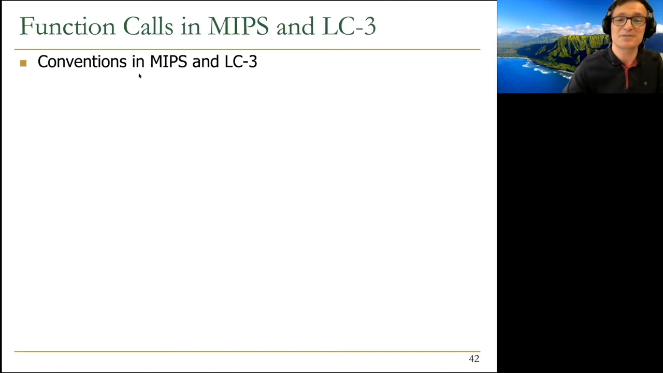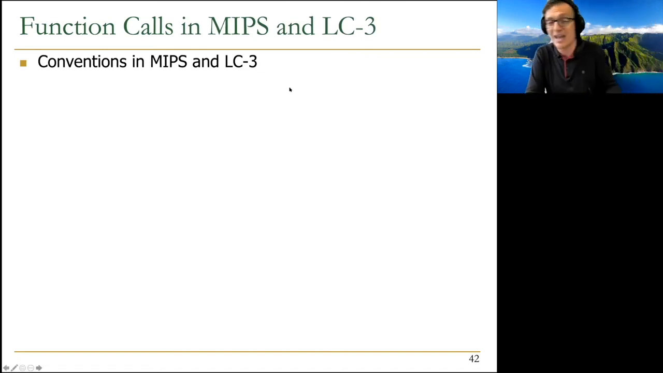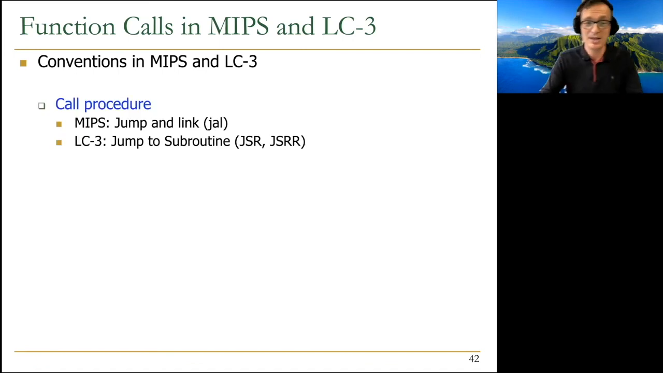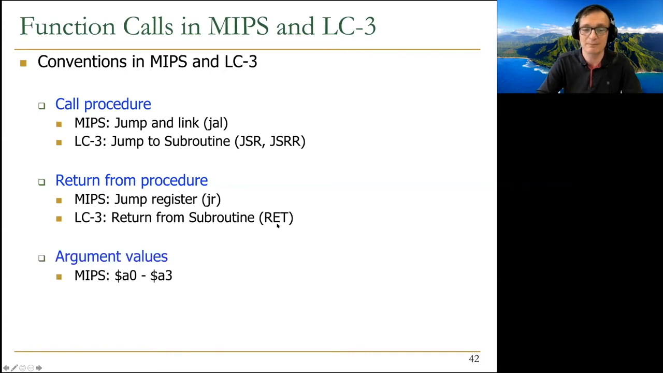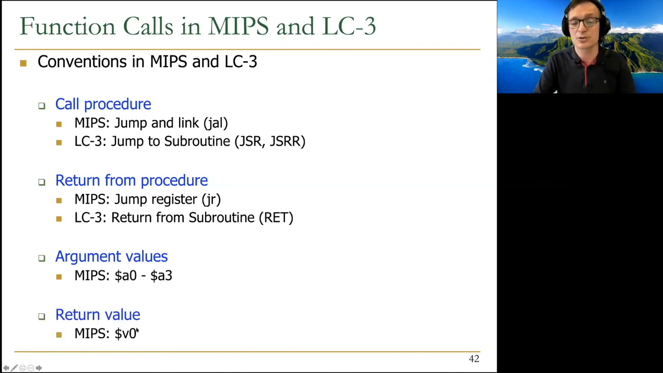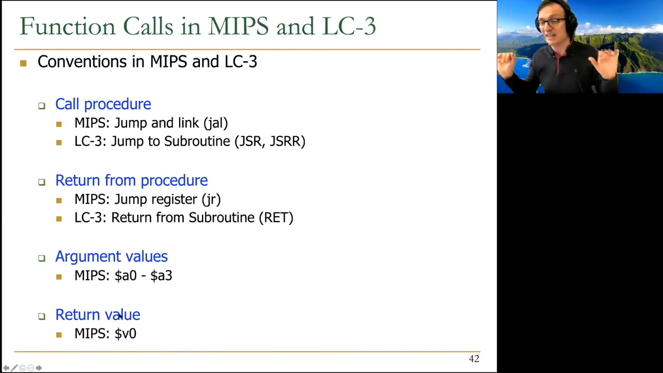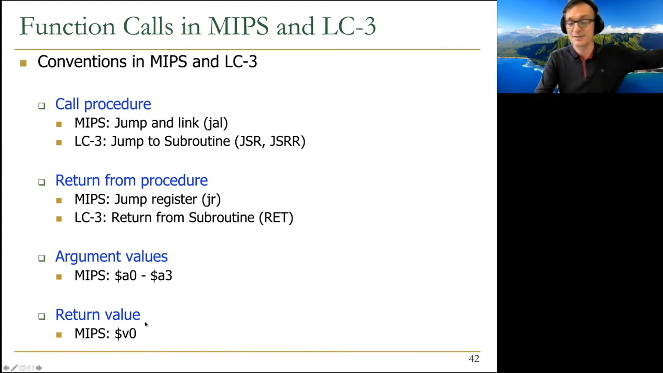So there are some conventions in MIPS and LC3. And again, these are conventions that you should obey if you want to actually be compatible with the rest of the world. In MIPS, you can call a procedure using the jump and link instruction. In LC3, you can use jump to subroutine, JSR and JSRR. These are different ways of calculating the subroutine address, basically. You can return from a procedure in MIPS using the jump register instruction. In LC3, you can return from a subroutine using the RET instruction. The argument values are supposed to be stored in MIPS in registers A0 through A3. And the return value in MIPS is supposed to be stored in V0.